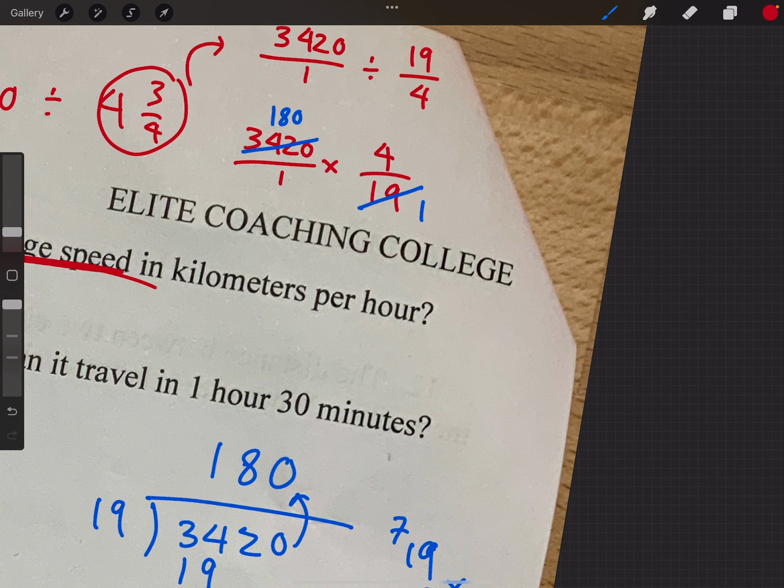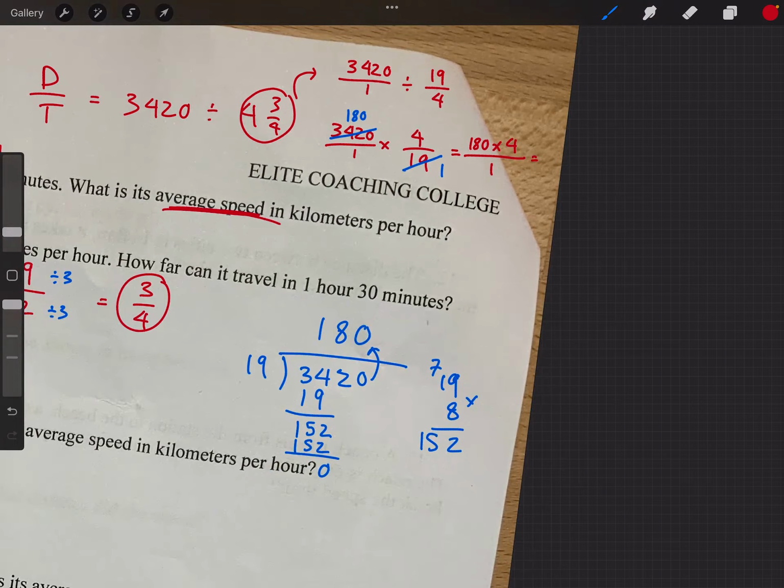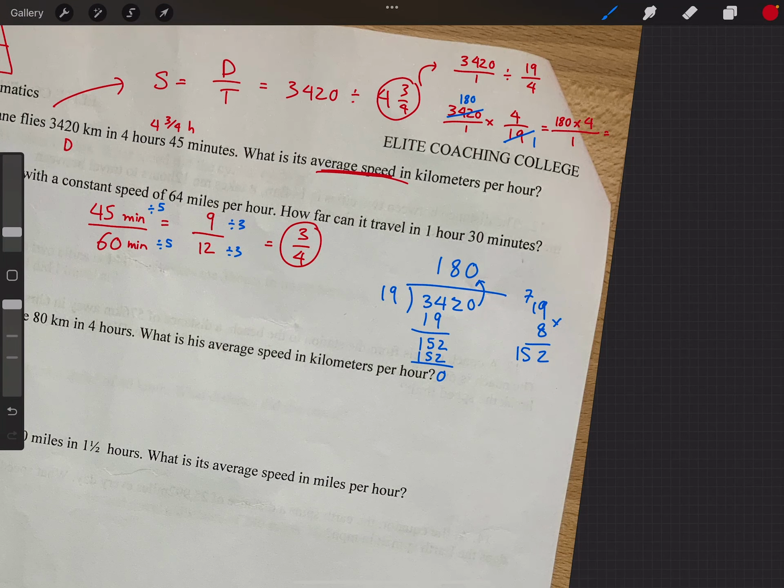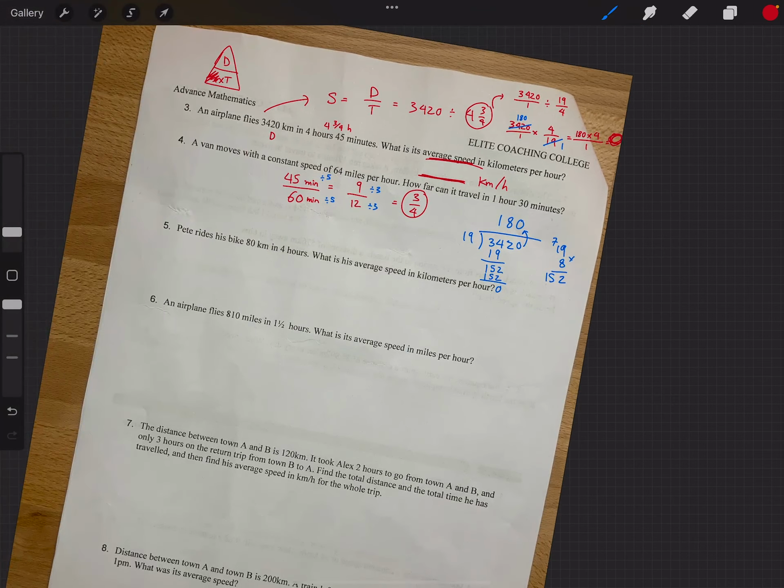Okay, so we got 180 times 4 over 1. So that's just a whole number there. So you get the answer, and that's your average speed. Whatever answer you get for your 4 times 180, that'll be your average speed in kilometers per hour. Now I'm going to rub this part out, I don't need this anymore.